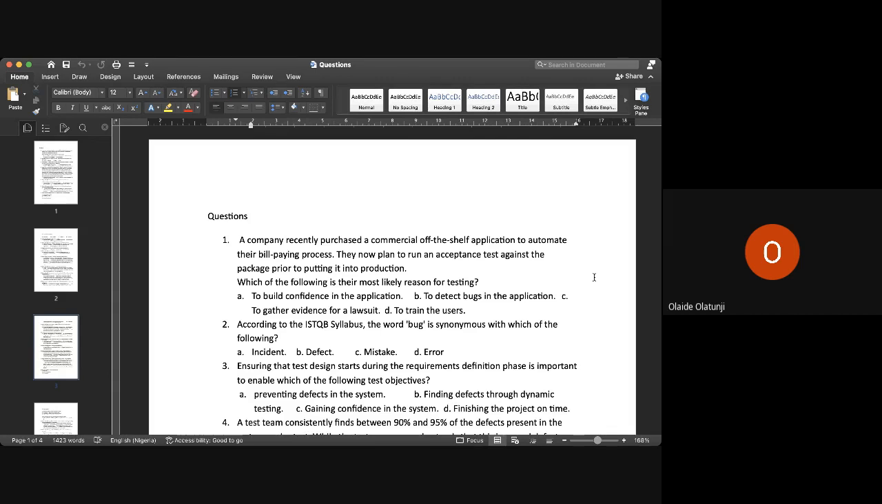The application is about automating the bills payment process. They now plan to run an acceptance test against the package prior to putting it into production. Which of the following is their most likely reason for testing? So what was the answer you selected? I chose A, to build confidence in the application. Okay, yeah, that's the correct answer.